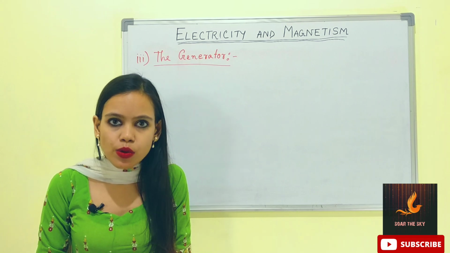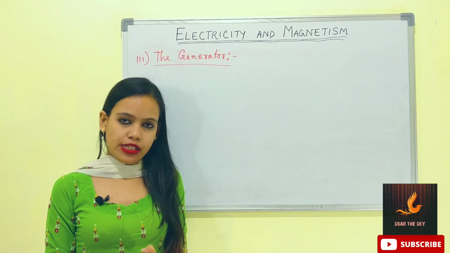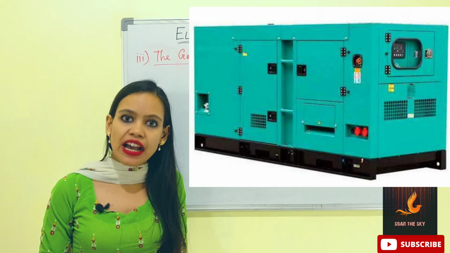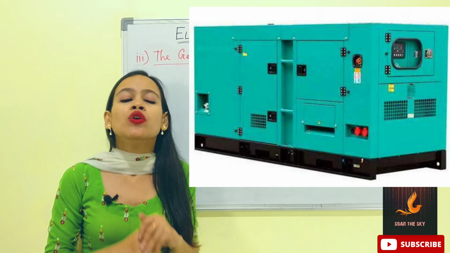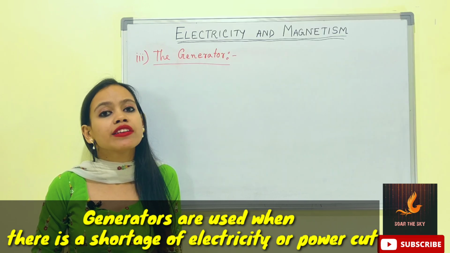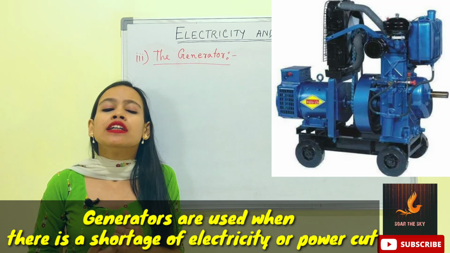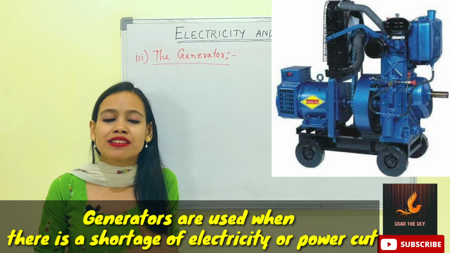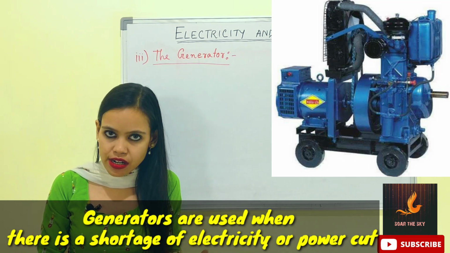The third source of electricity is the generator. What is a generator? A generator is a device that is used when we have a shortage of electricity, or there is a power cut and we require electricity at that point of time. It acts as a substitute for electric current.